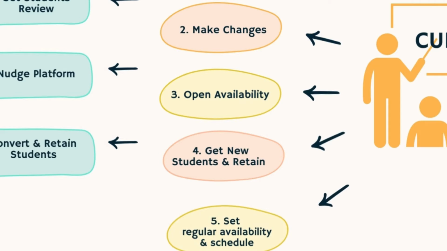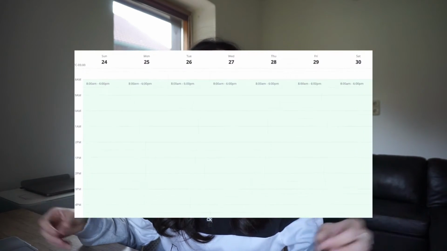And third, open up more availability. Now you have logged into your platform regularly, you have changed something, you should be able to get a little bit of new students, but to get more students, you have to have availability. So open up some or more availability, giving people at least more chances to click on your profile to book your lessons, to tell the platform that, hey, I'm working again, I'm here, try to push me out, okay?